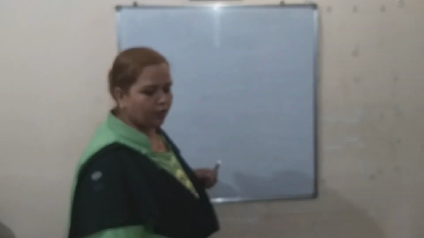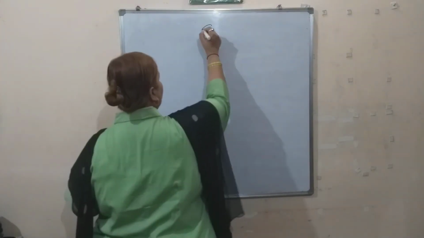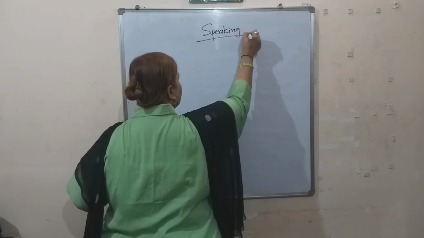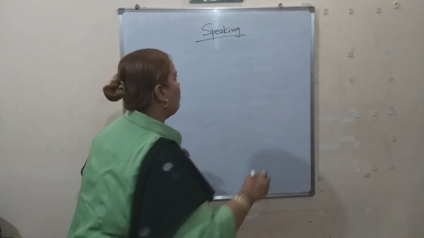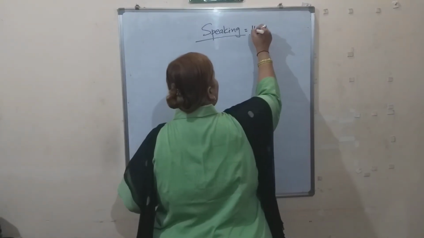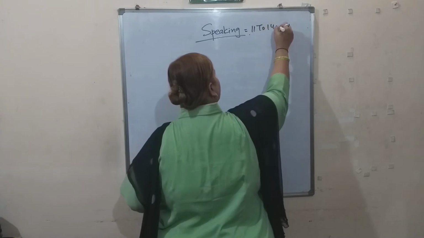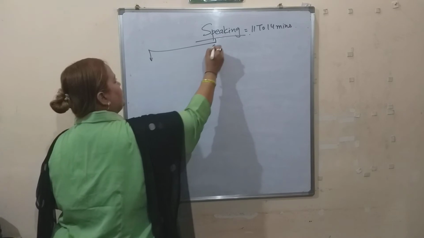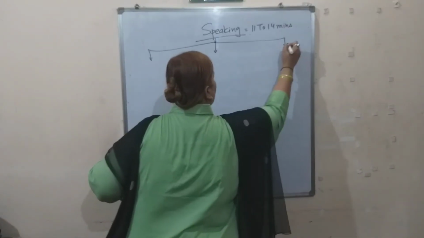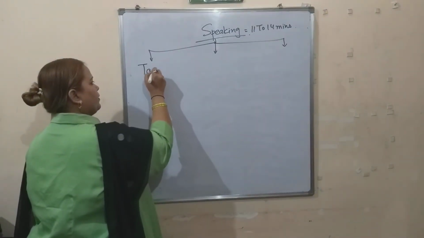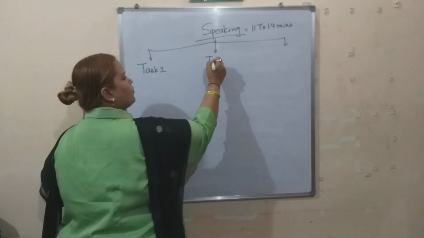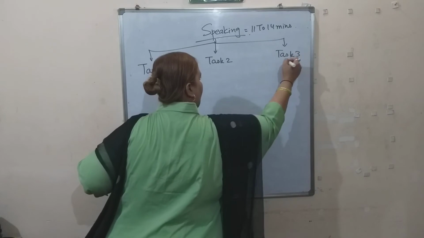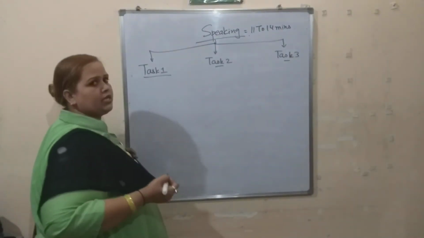Okay, so what about the speaking? The speaking is the same for the general category as well as for the academic, right? It is for about 11 to 14 minutes. Now, speaking is divided into 3 tasks: task 1, task 2 and task 3. Fine, so let's start with task 1.